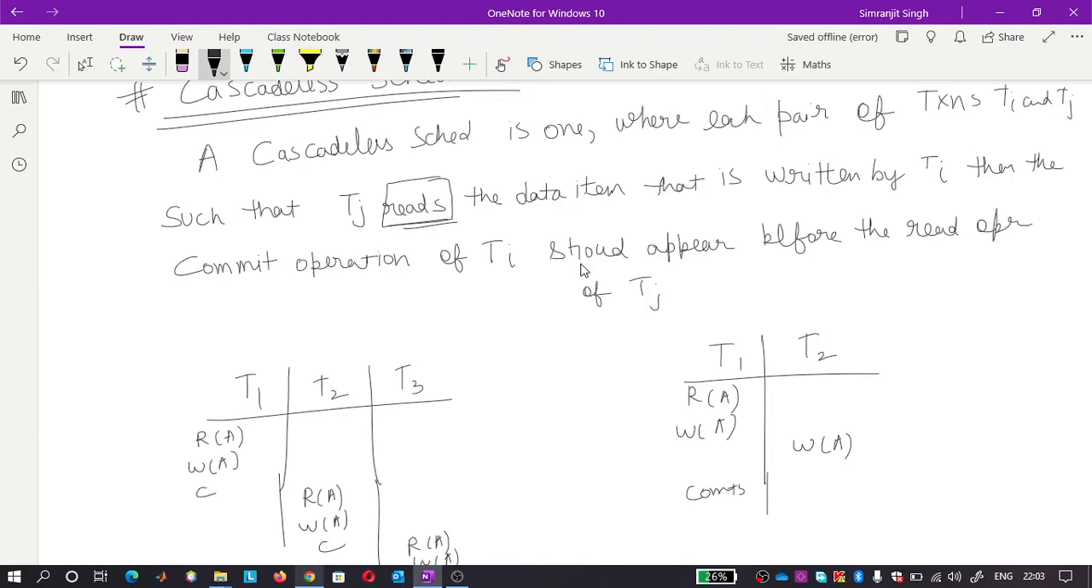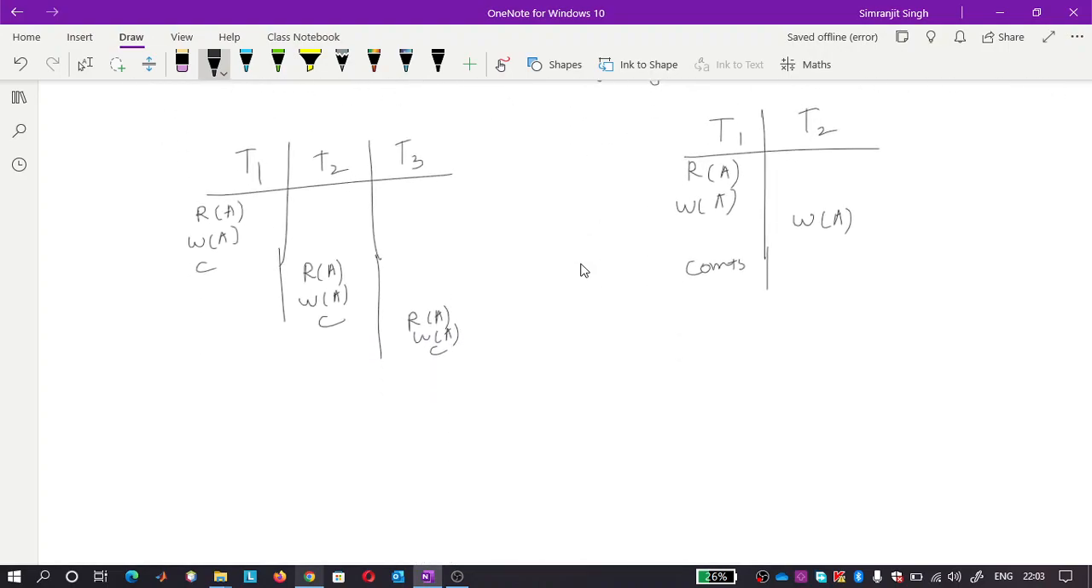Now keep that in mind, every cascadeless schedule is recoverable. Every cascadeless schedule is recoverable, because if you're seeing here, what we are doing in recoverable is that we are placing the commit. Suppose there are two transactions T1 and T2, and T2 is reading from T1. So T2 commit will be placed after the commit of T1. So it is recoverable because if anything happens, there will be a cascading rollback from both sides.